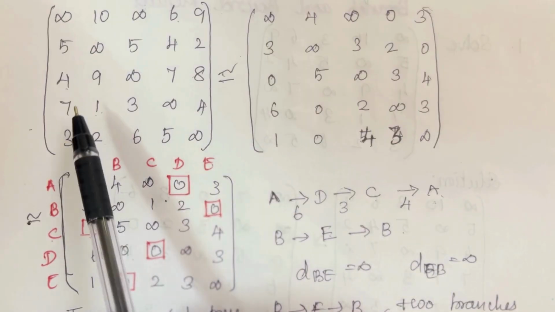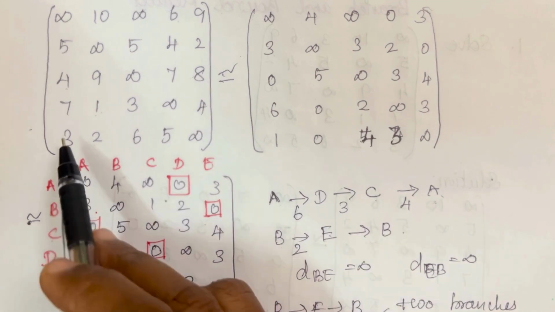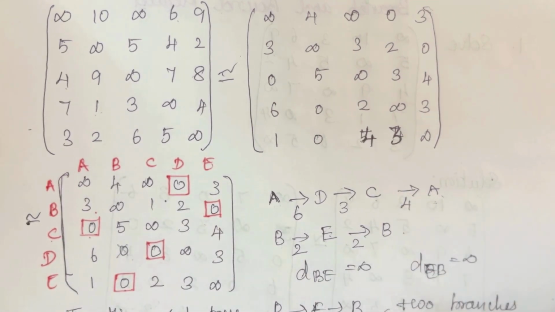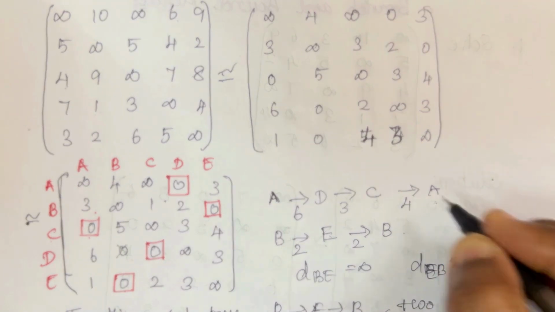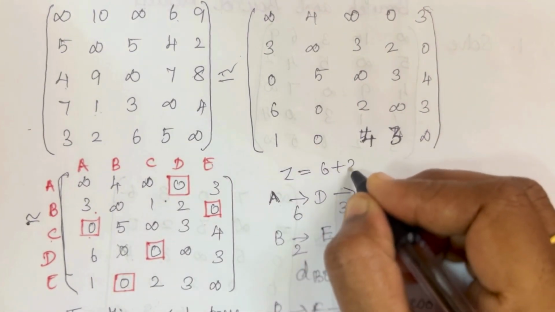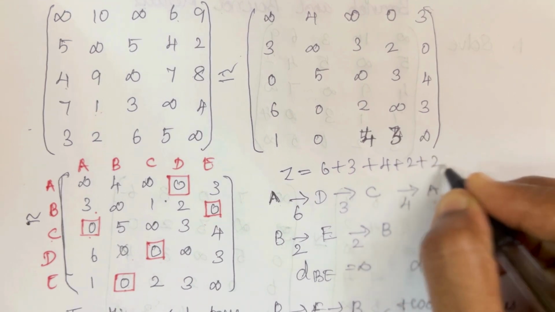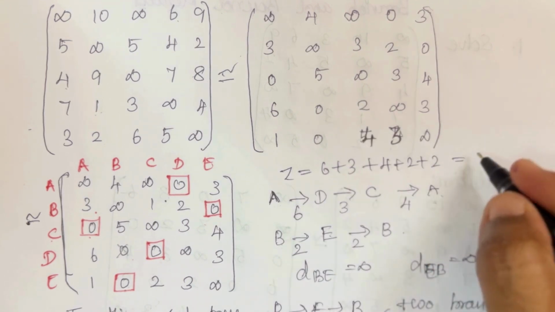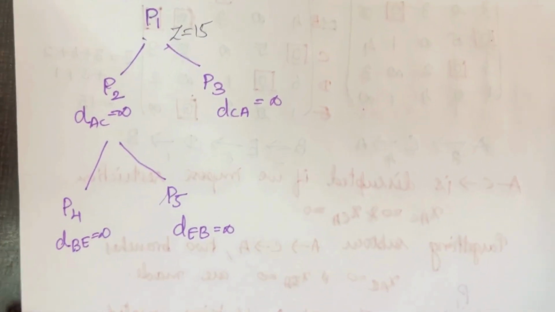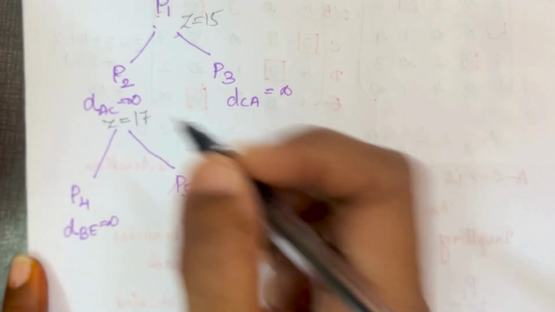So what we had there, we just target this subtour. So here B to E is 2 and E to B is 2. So the z value for this tour is 6 plus 3 plus 4 plus 2 plus 2, and therefore it is 17. Okay, so the z value for this problem is 17.